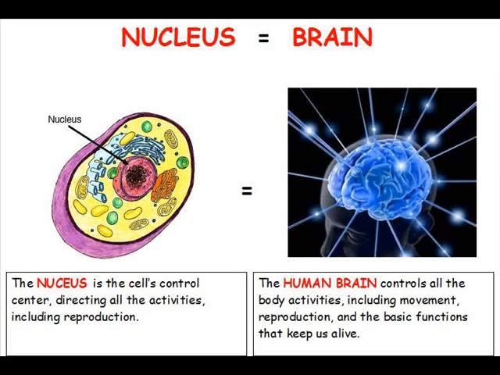The nucleus is the cell's control center, directing all activities including reproduction. We can compare the nucleus to the human brain because the human brain controls all the body activities including movement, reproduction, and the basic functions that keep us alive.